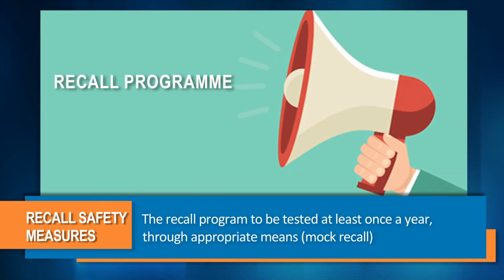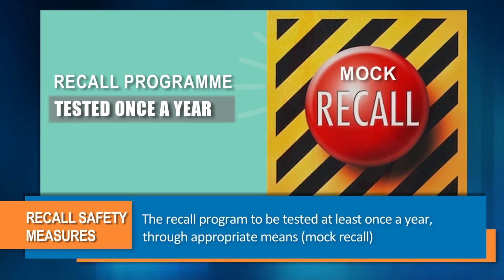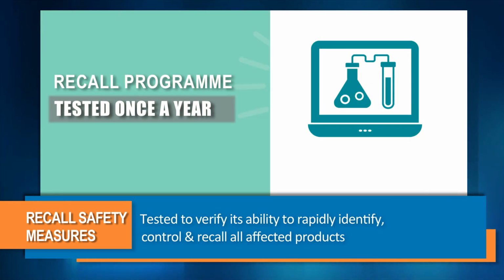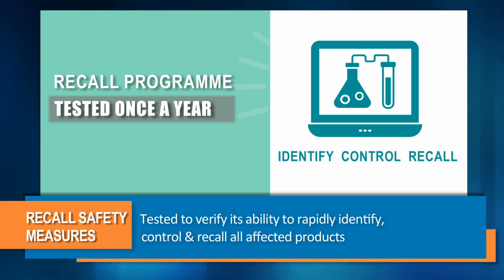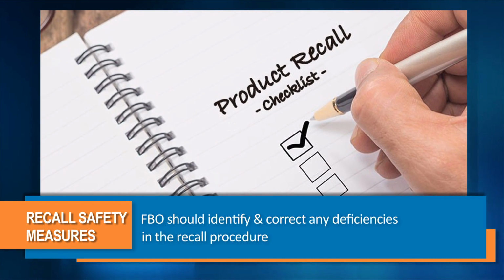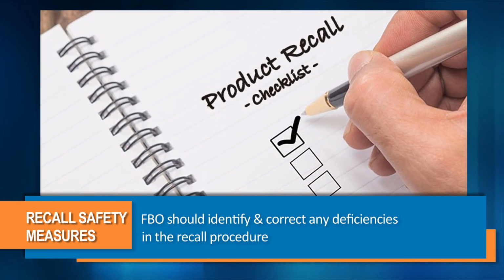The recall program should be tested at least once a year through appropriate means such as a mock recall. It should be tested to verify its ability to rapidly identify, control, and recall all the potentially affected products. The food business operator should identify and correct any deficiencies in the recall procedure.